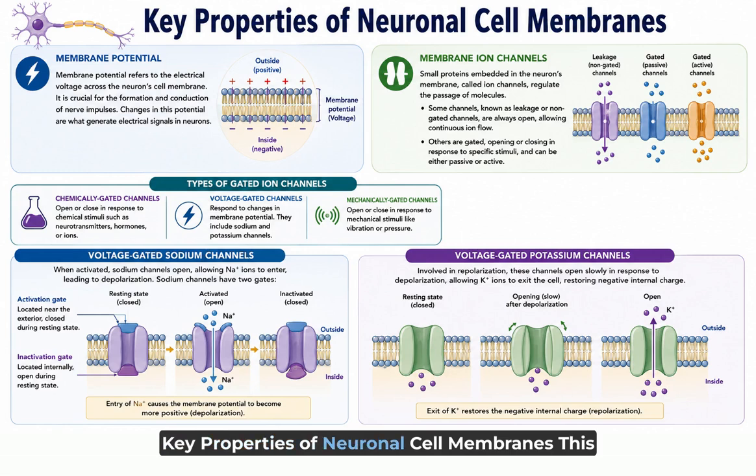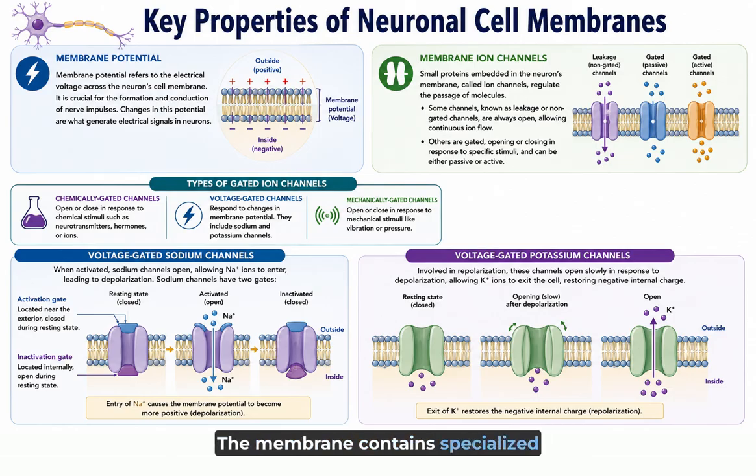Key properties of neuronal cell membranes. This image introduces the key properties of neuronal cell membranes and explains how neurons generate electrical signals. The cell membrane separates the inside of the neuron from the extracellular fluid and creates an electrical difference known as the membrane potential. This membrane potential is essential for the formation and conduction of nerve impulses.